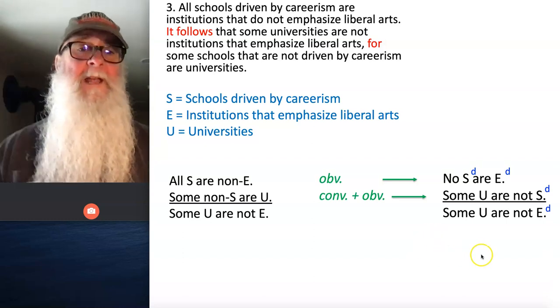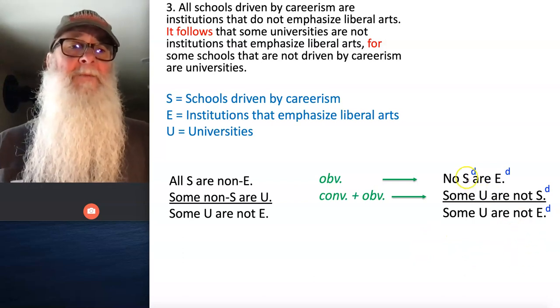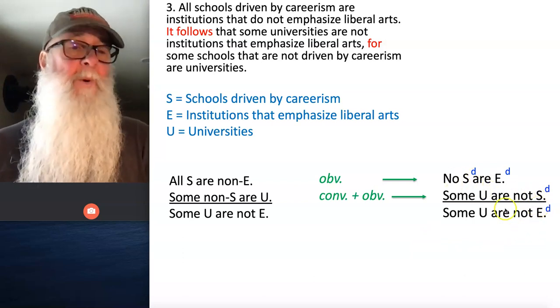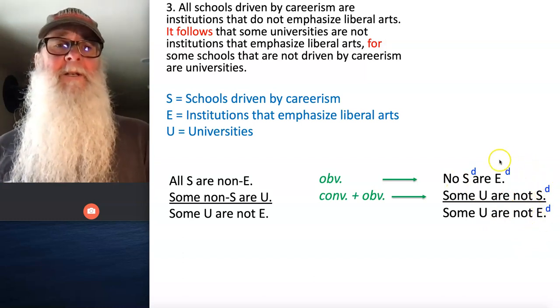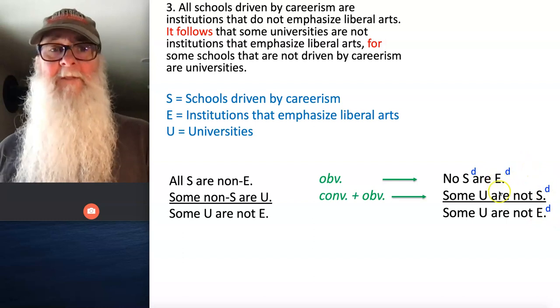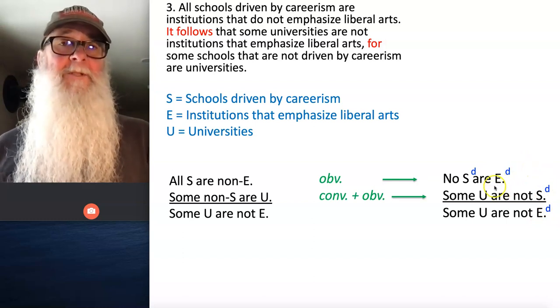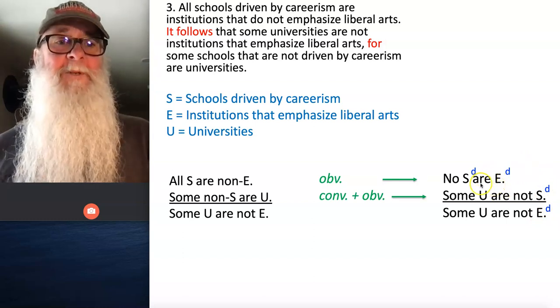The first rule says that our middle term needs to be distributed at least once. S is our middle term and it's distributed twice, so that's good. Second rule says if you've got anything distributed in the conclusion, it needs to be distributed in a premise, and we have that. Third rule says you can't have 2 negative premises. Uh-oh, we just ran into a problem.